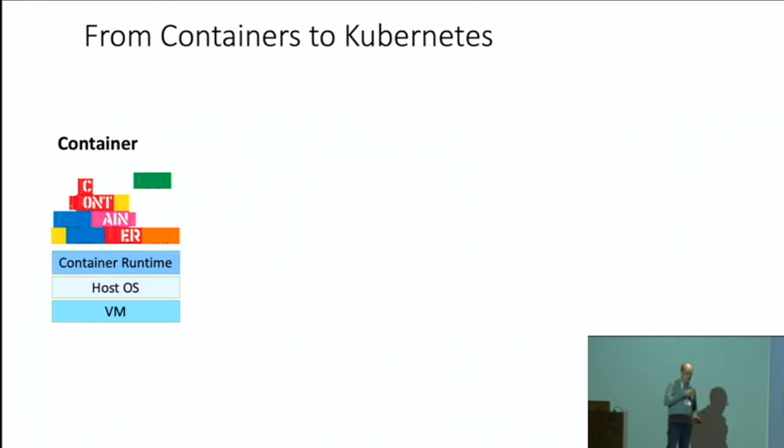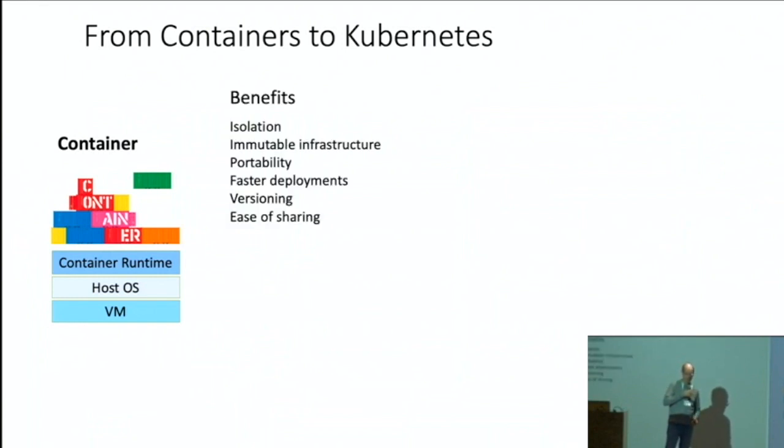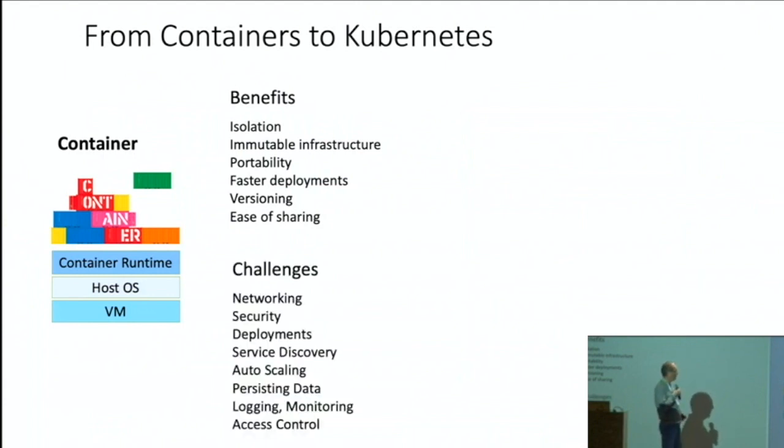We're having containers running on the container runtime on VMs underneath. And this brings quite some benefits: isolation, immutable infrastructure, faster deployments, versioning, and so on. But there are also challenges with that. Networking might be tricky. Security is not so easy. Handling all those deployments, service discovery, and so on is adding more and more complexity.